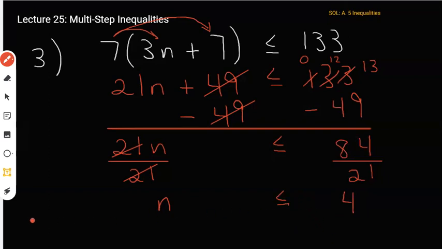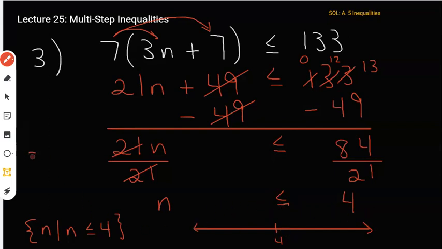So inside my solution set, I'm going to have all the real numbers n such that n is less than or equal to 4. What this means is 4 is actually going to be a part of my solution set, because it could be less than or equal to 4. But since it's less than, I'm going to have to shade to the left.